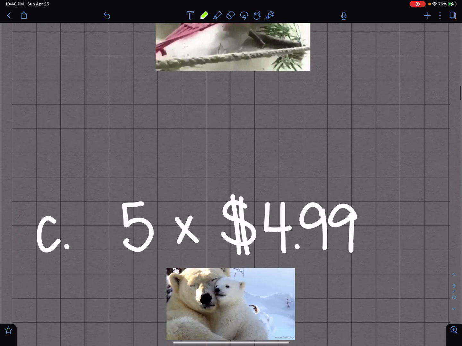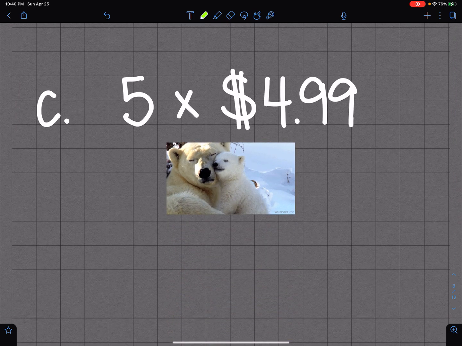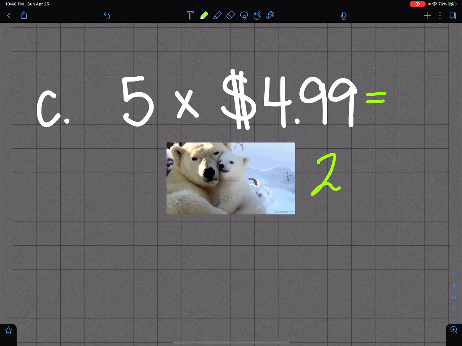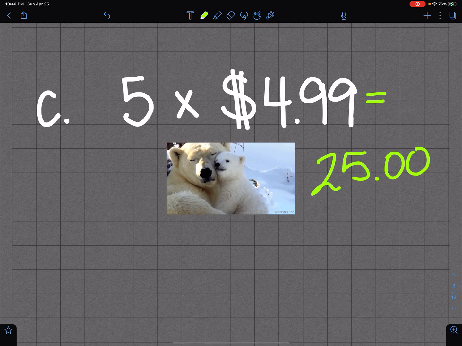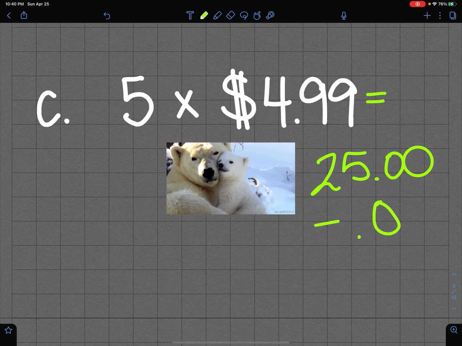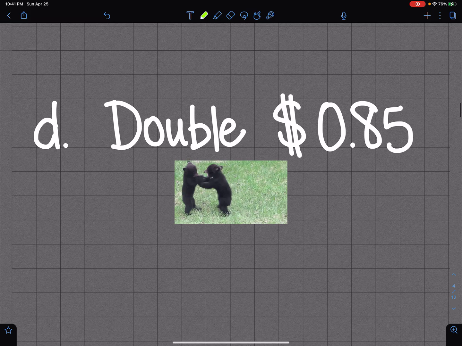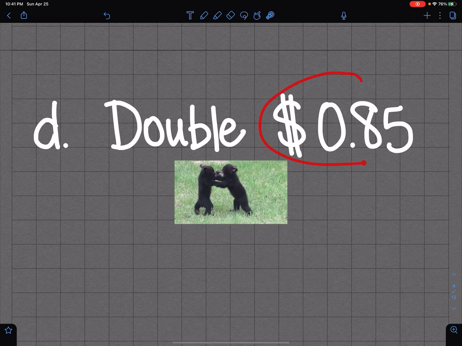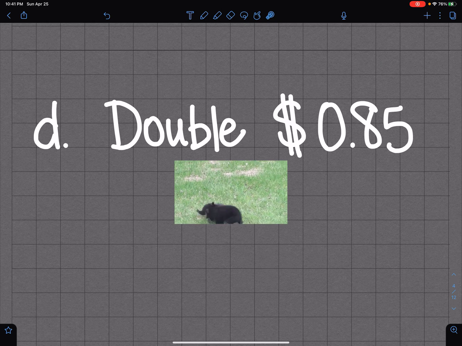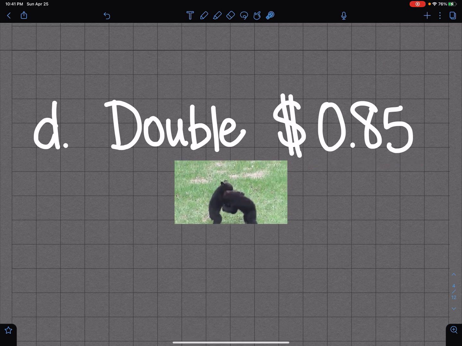Cute panda there, huh? What is 5 times 4.99? I would do 5 times $5, so you end up with a certain amount. And then think, okay, I multiplied too much, so I need to subtract 5 cents from that. All right, D, we are going to double $0.85. Double it. How much would you have?